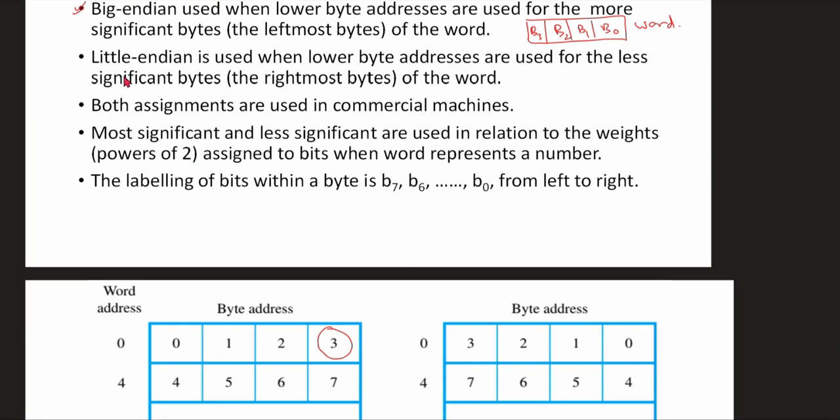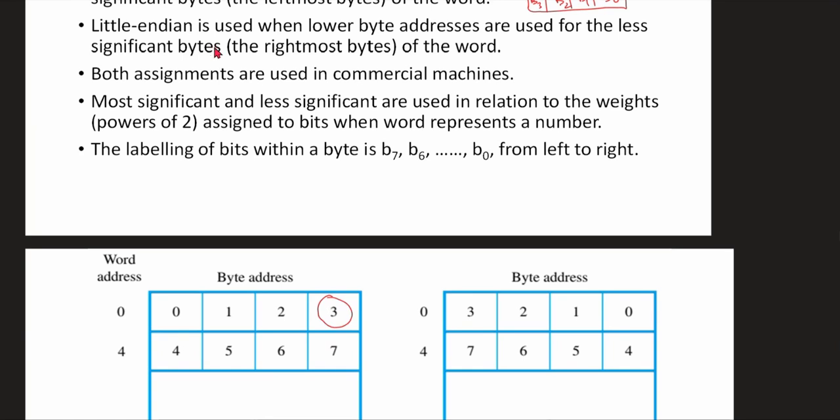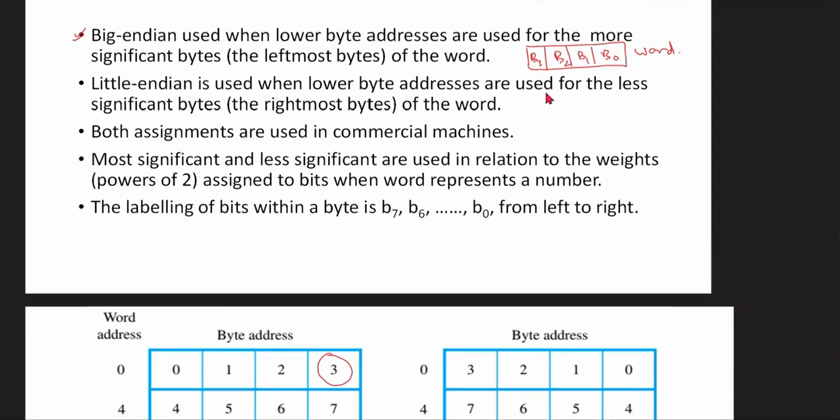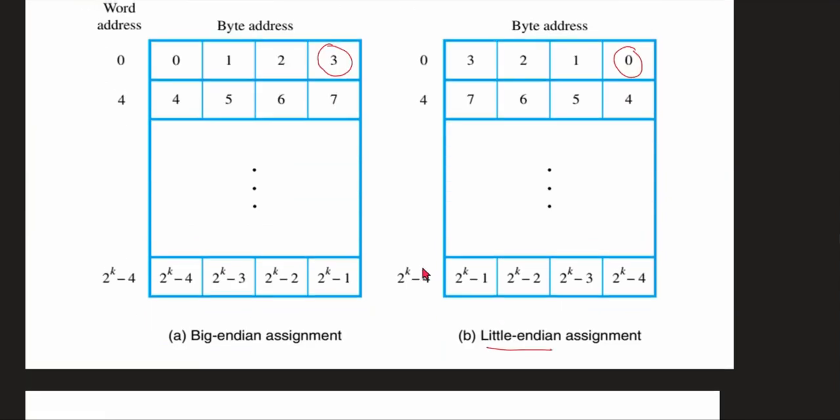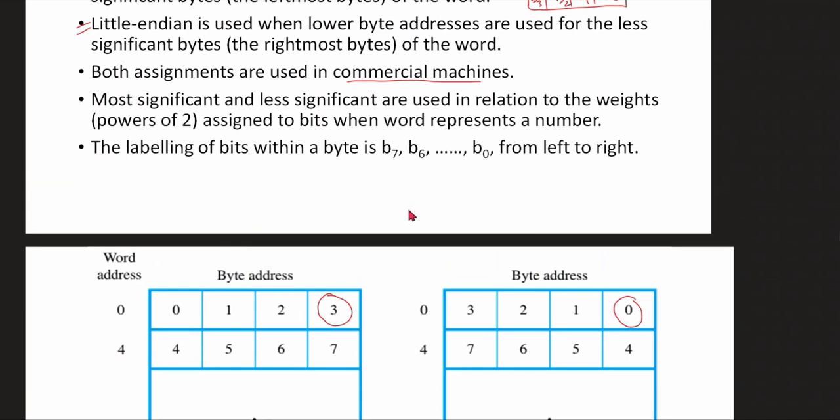Similarly, Little-Endian is used when the lower byte addresses are used for the less significant byte. The less significant byte is the rightmost byte, which is B0. So B0 will be used for the lower byte address. This is how Little-Endian and Big-Endian are used. Both assignments are used in commercial machines, depending on the processor, which uses either Big-Endian or Little-Endian.